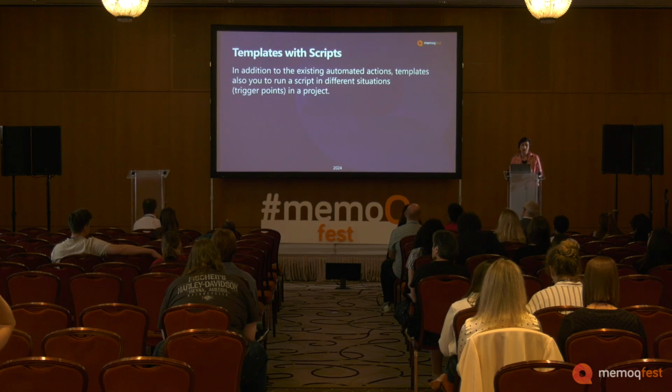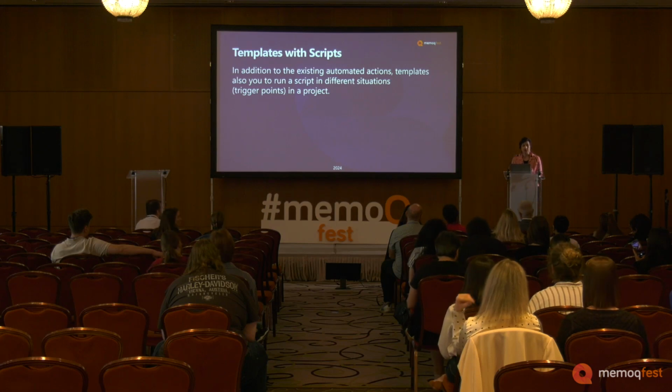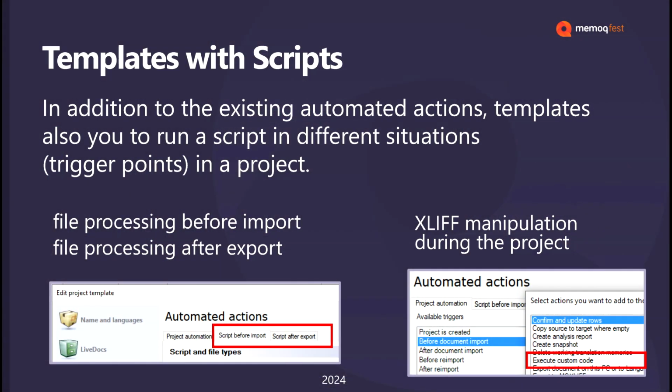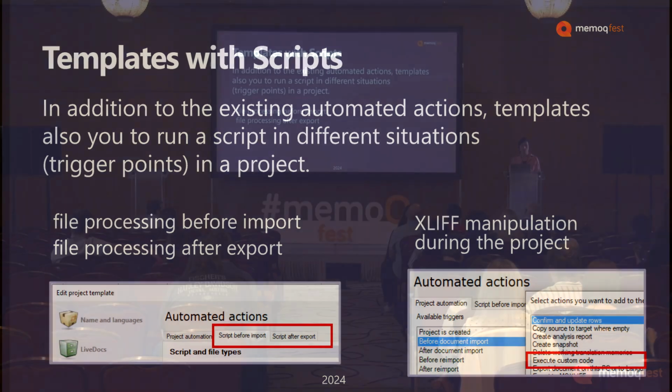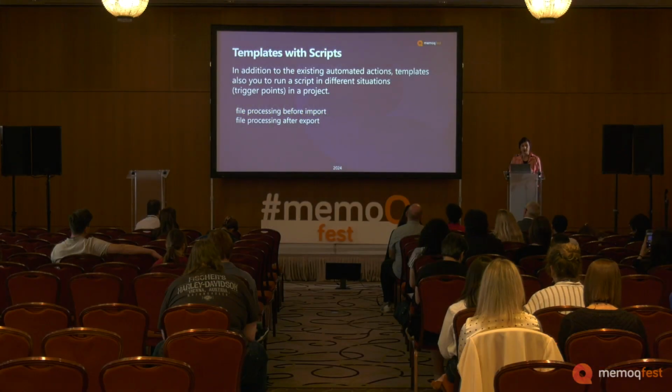In addition to the automated actions that the templates give us, they also allow us to run scripts. Now, this sounds rather techy, but actually, even a translator with a local project could use that, running a macro on a file before it actually goes into memoQ. So we have certain trigger points at which we can run the scripts. That's file processing before we import a file, running a macro on a Word file before it actually goes into memoQ, processing the file after export, so after translation, that same Word file goes to Word for processing with another macro, for example.